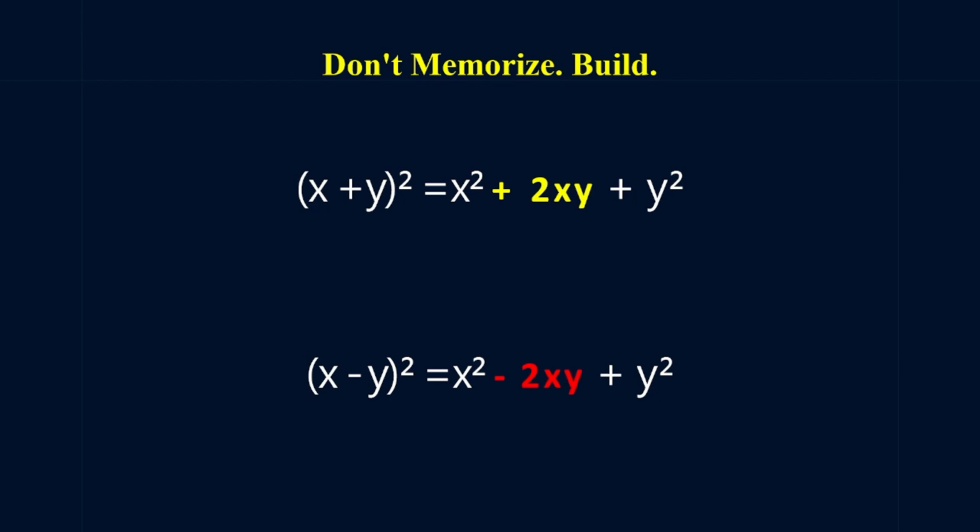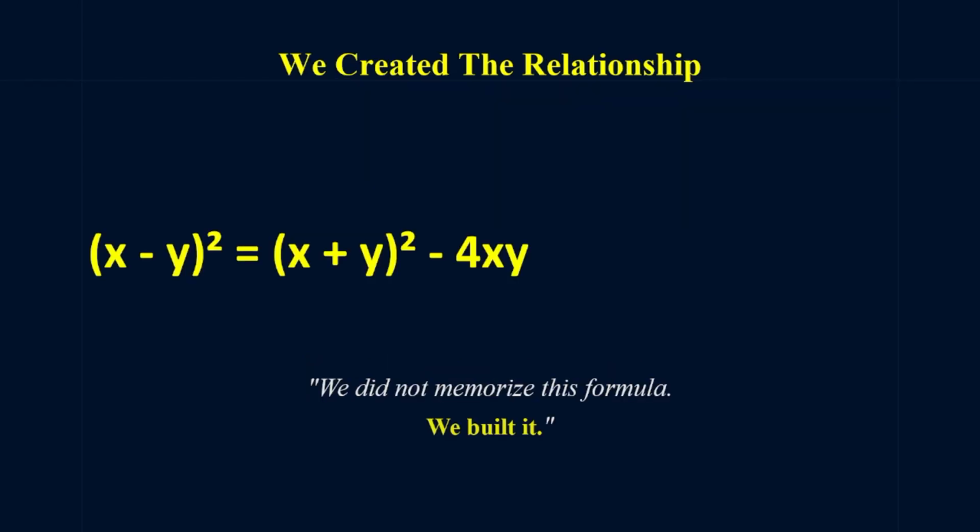Now compare the two expressions. They are almost identical. The only difference is the middle term. One has plus 2xy, the other has minus 2xy. So what happens if we start with the first expression and subtract 4xy? The middle term changes from plus 2xy to minus 2xy. Everything else stays exactly the same, and suddenly we have built the relationship we were looking for. The square of x minus y equals the square of x plus y minus 4 times xy.